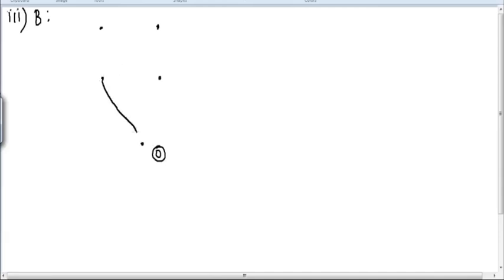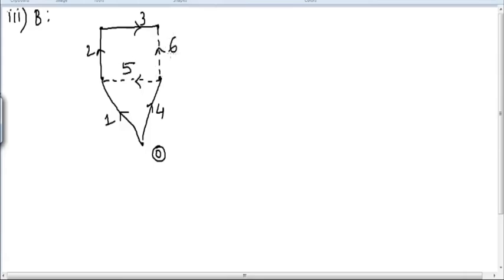write the various parts. So this is 1, this is 4, this is 2, this is 3, then these are the links, this is 5 and this is 6. This is node number 1, this is node number 2, this is node number 3 and this is node number 4.